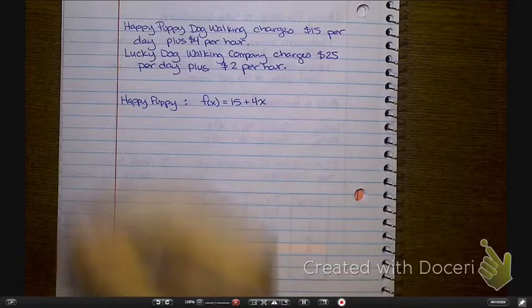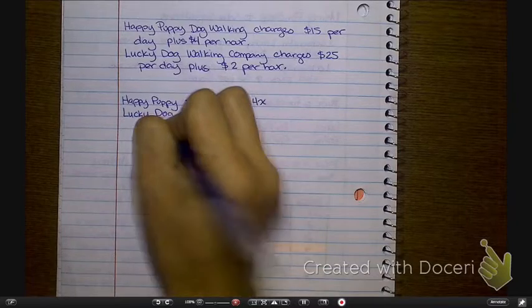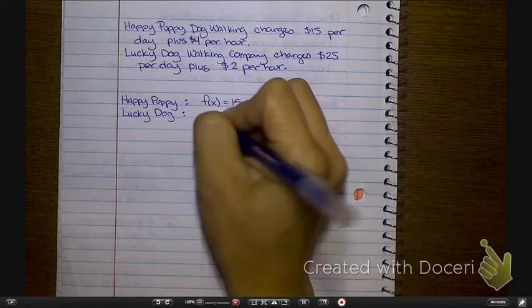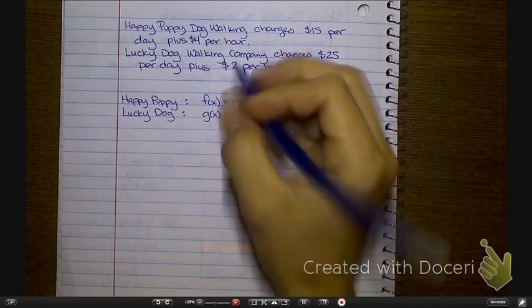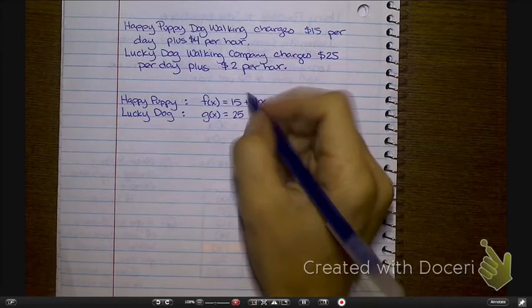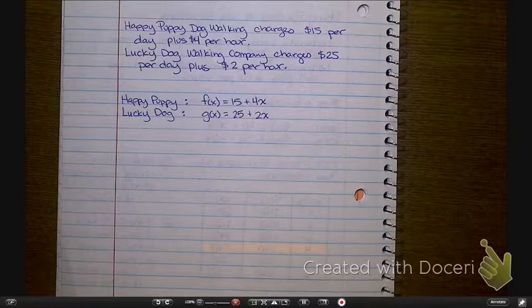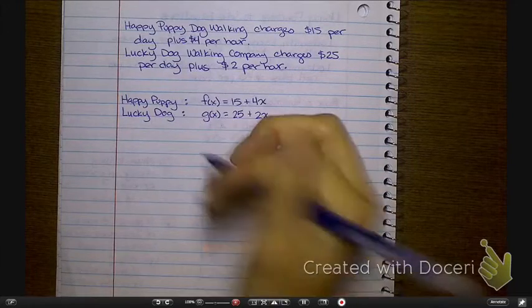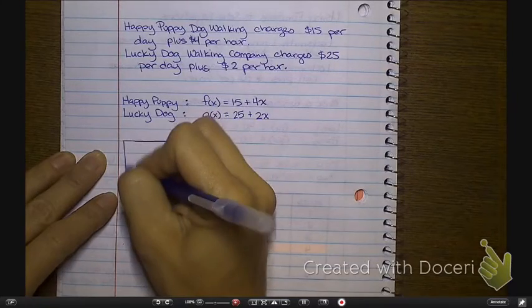Now what about for Lucky Dog? Well, the initial cost is what? 25. Yeah, plus 2x. Good. Okay, all right. So we've got our two different companies here. Let's make a table to help us compare them. So our table we're going to set up.